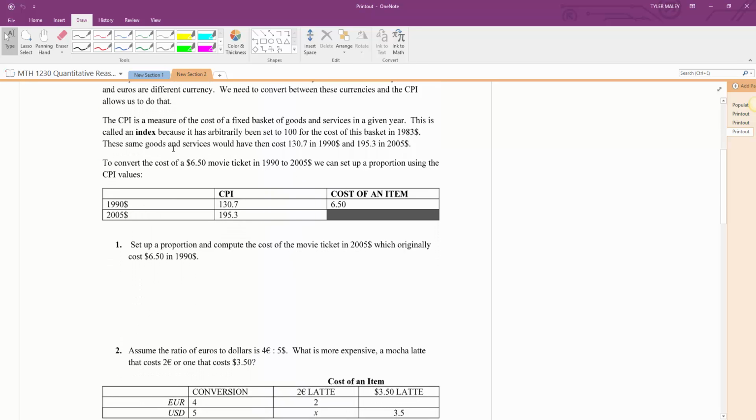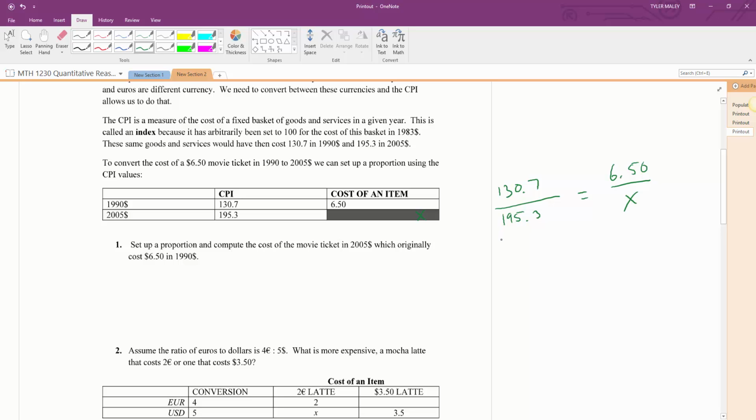So we were given this information, and where I left off, to convert the cost of a $6.50 movie ticket in 1990 to 2005 dollars, we can use a proportion using CPI values. We're given this table, with the CPI value in 1990 and the CPI value in 2005. If I make a proportion, I can go from 130.7 over 195.3 equals 650 over x, where this is x here.